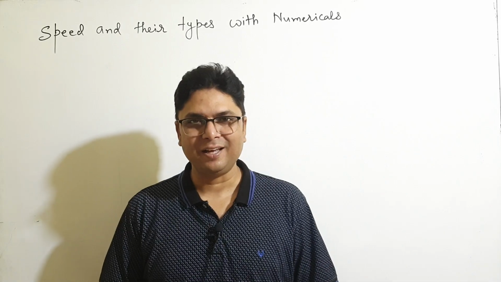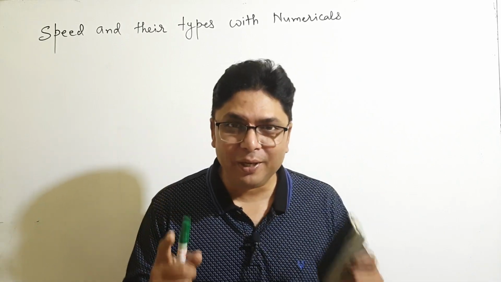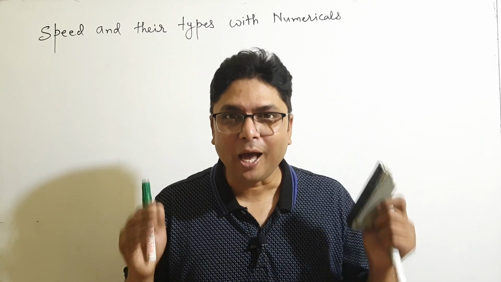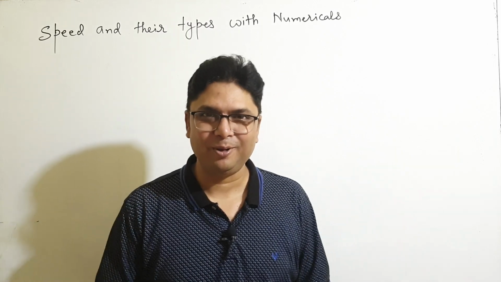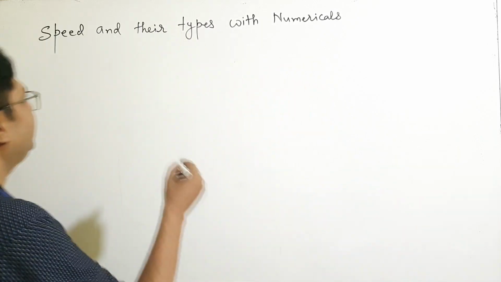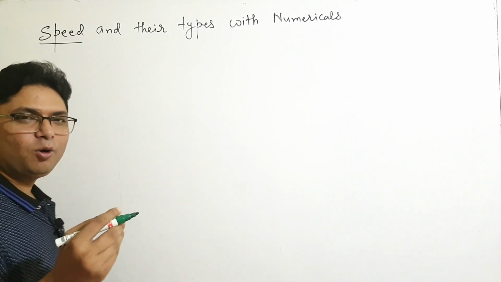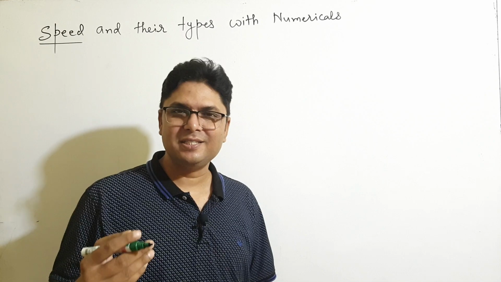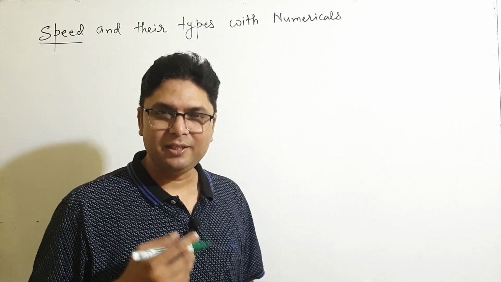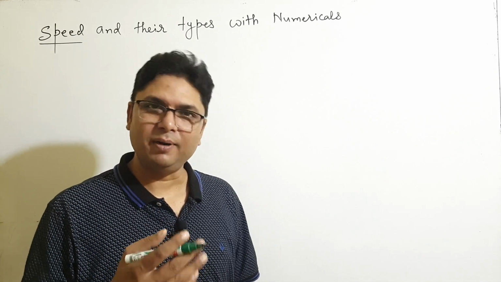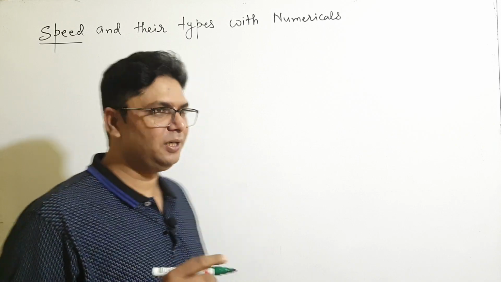So friends, let's learn about speed, their types and numericals based on them. What is speed? The first question comes here. The rate of change of distance is said to be speed. This means that distance covered by time is said to be speed.